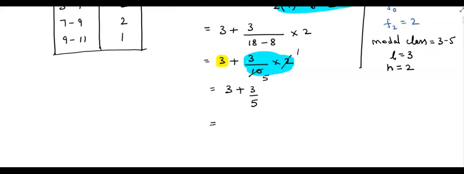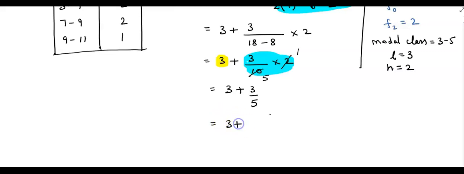Is this clear? Understood what I said? So these are the steps you need to follow. Can you check what is the answer? Can you tell me what is the answer? Yes, 3 by 5.